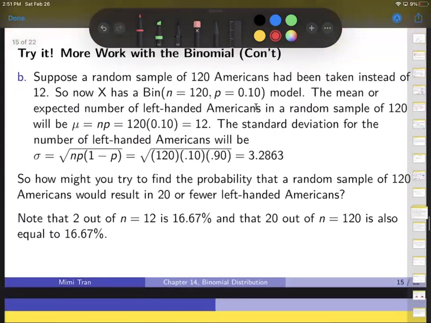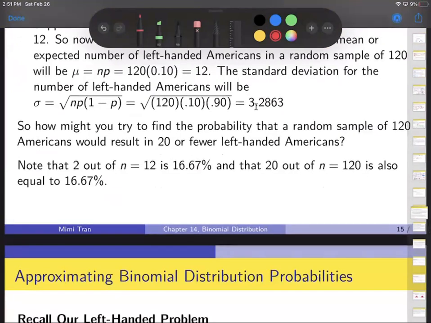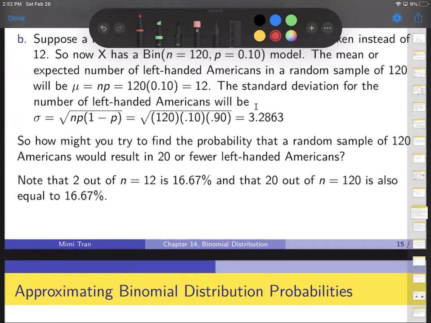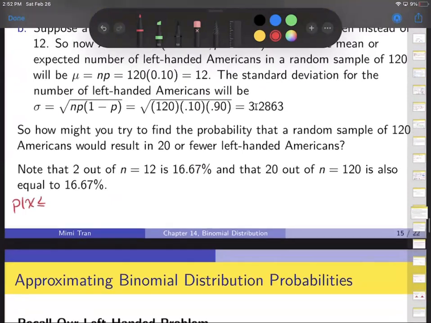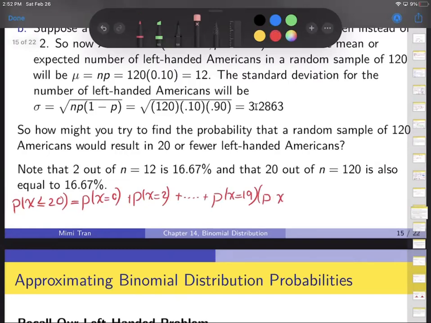So how might you find the probability that a random sample of 120 Americans would result in 20 or fewer left-handed Americans? Wow, 20 or fewer out of 120. So P of X is less than or equal to 20. We can write it out: P of X equals 0 plus P of X equals 1, P of X equals 2, P of X equals 3, all the way to P of X equals 19, P of X equals 20. Wow, that's a lot of binomial probability to write out. So this is the exact probability of 20 or fewer people who are left-handed, right?